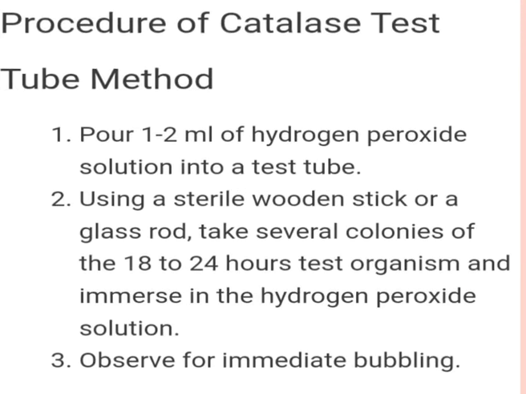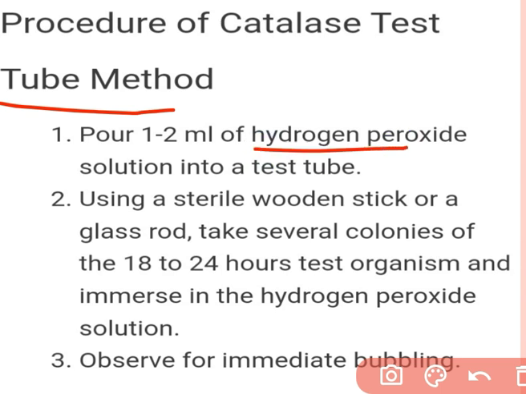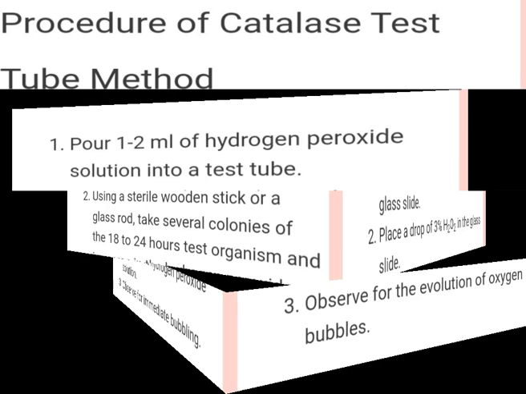The procedure for the catalase test can be done by a tube method or a slide method. In the tube method, in one test tube you have to take 3% hydrogen peroxide, and in that tube under aseptic conditions, using a sterile wire loop, a loopful suspension of the test organism or a colony is immersed and observed for the formation of bubbles. If the bubbles are formed, then we can say that the test is positive. The organism can produce the enzyme catalase.